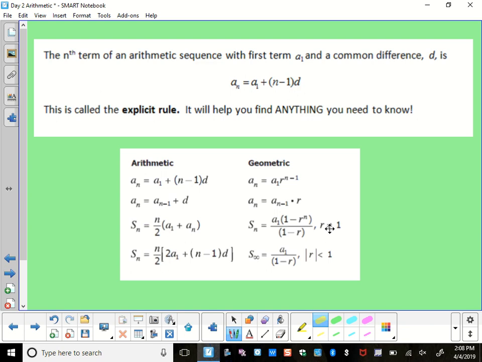On your formula sheet, do you see where it says arithmetic and geometric on the back? Okay. We are not doing geometric yet. That is next class. We are just doing arithmetic. Okay? What this means is I want you guys to do this. There is something called the explicit rule. It will help you find anything you need to know. Okay? The explicit rule is very important. So, beside this first formula, I want you to write E.